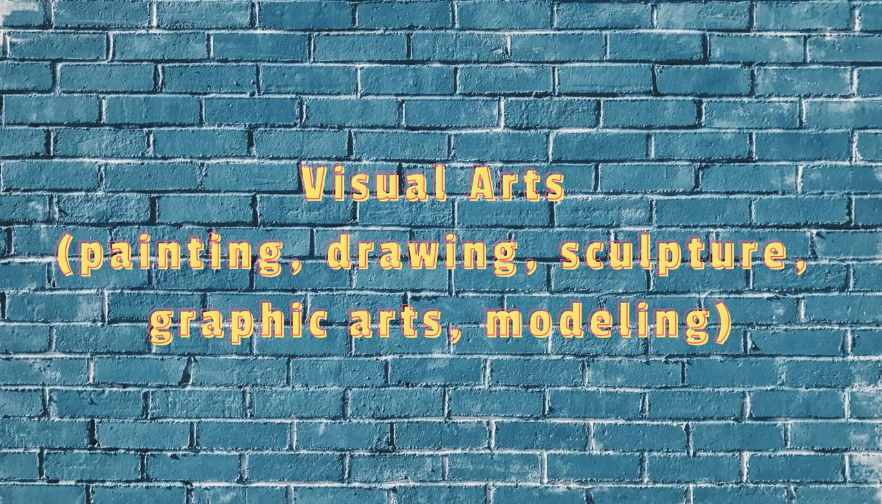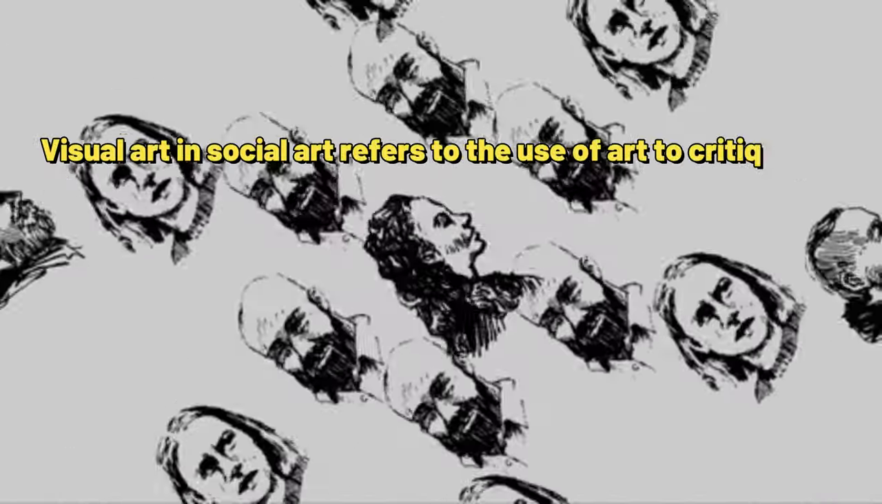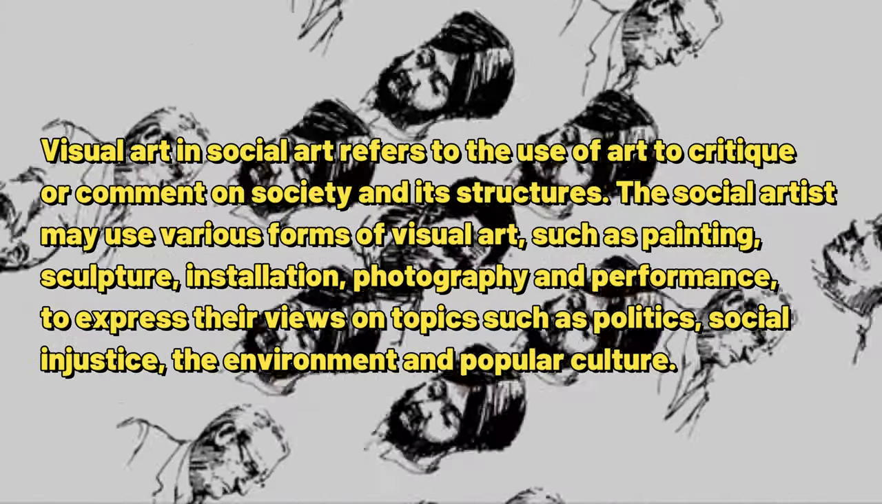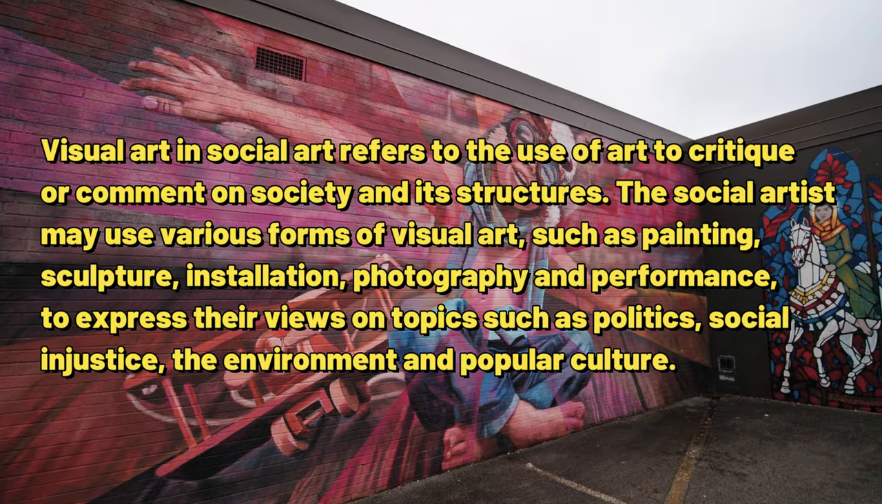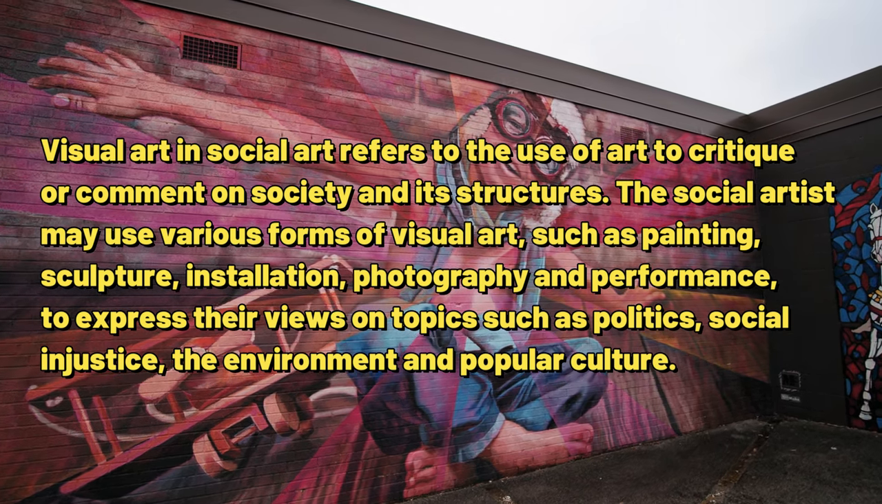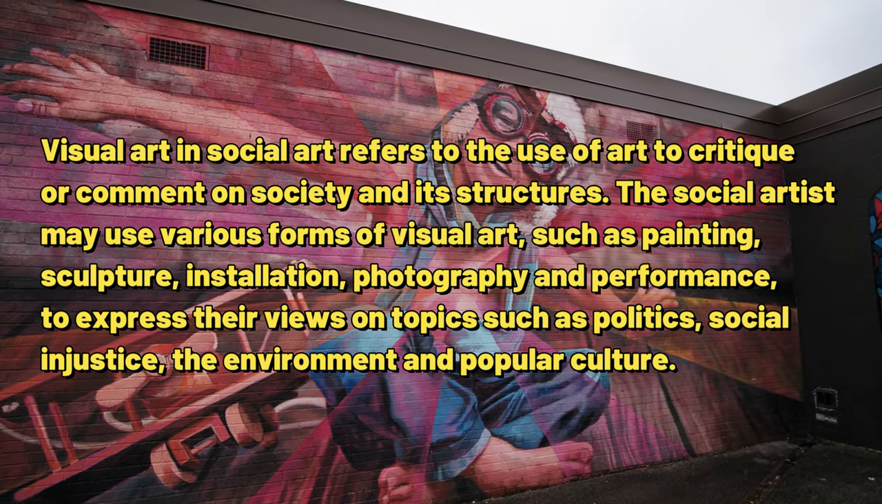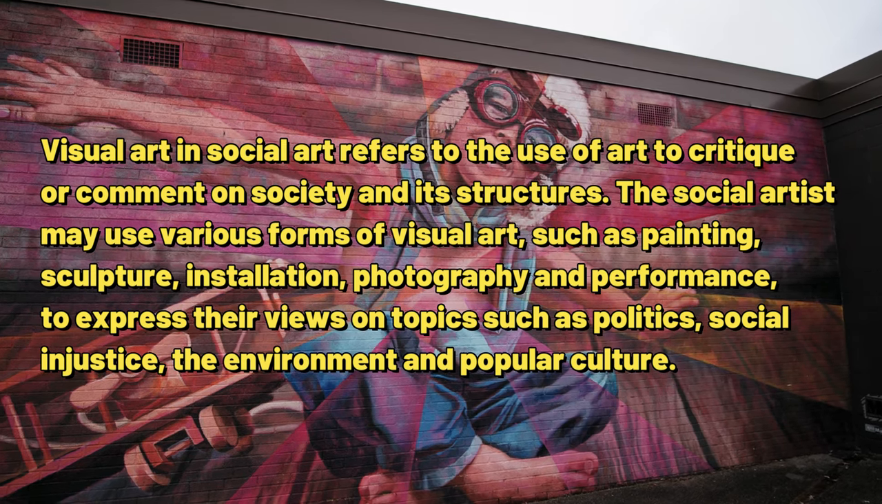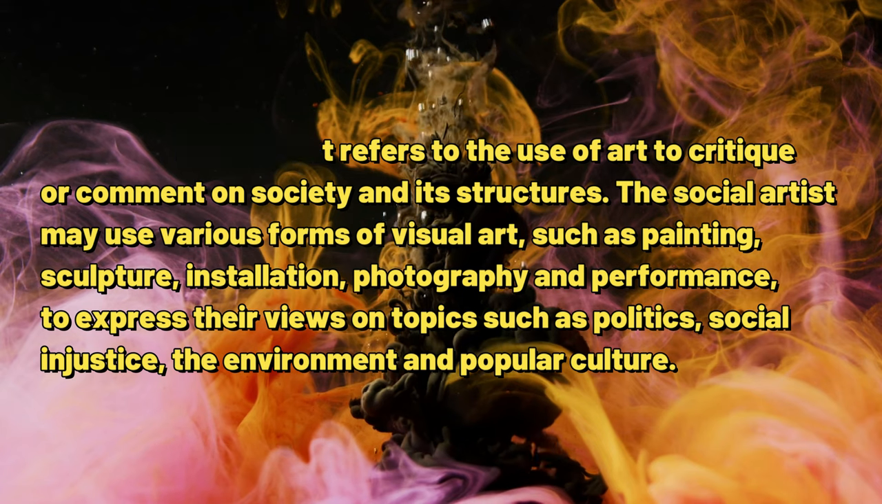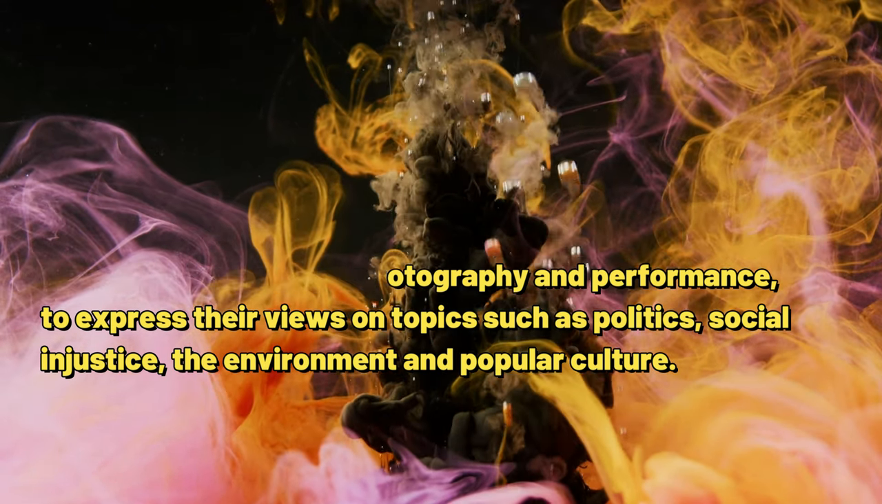Visual arts, painting, drawing, sculpture, graphic arts, modeling. Visual art in social art refers to the use of art to critique or comment on society and its structures. The social artist may use various forms of visual art, such as painting, sculpture, installation, photography, and performance, to express their views on topics such as politics, social injustice, the environment, and popular culture.